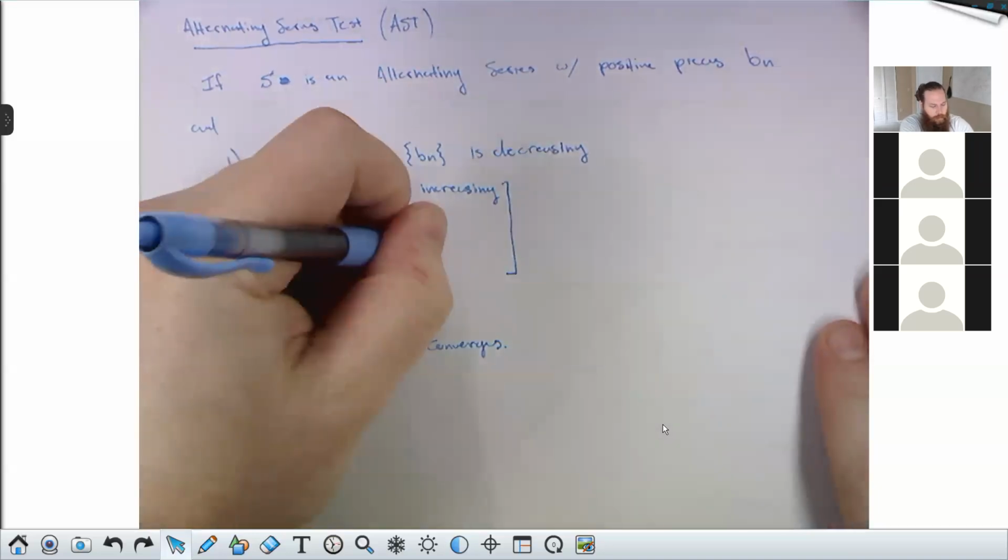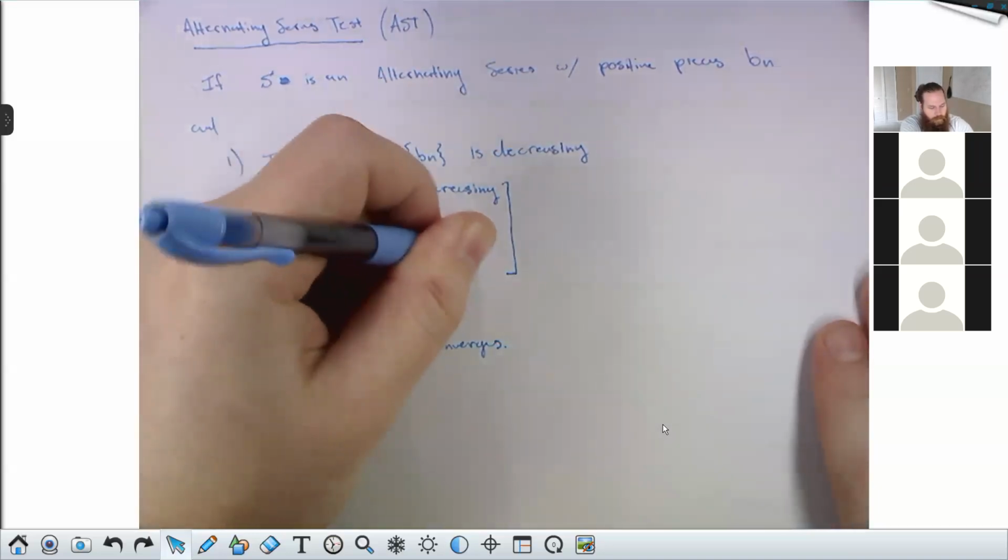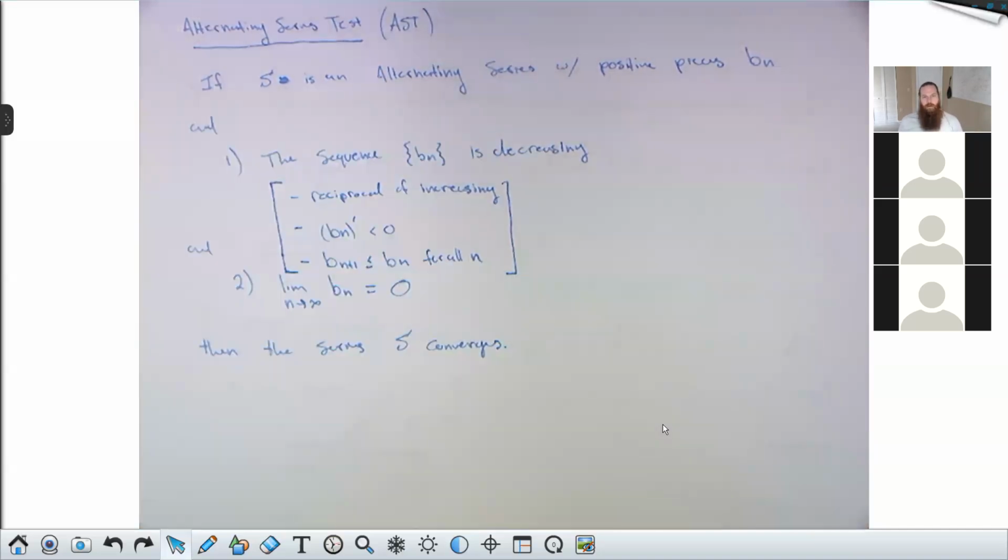If you go with the bottom one, you need to prove this for all n. It's not enough to plug in like 2 or 3 values of n and show, oh yeah, B2 is smaller than B1, B3 is smaller than B2, therefore the Bn's are decreasing. No, that's not correct. But if you can show that the inequality Bn plus 1 is less than Bn is always true, that suffices. If you take the derivative and show that the derivative is negative, that suffices. Or you can make that kind of lazy argument that we talked about when we learned the integral test. If your thing is the reciprocal of an increasing thing, then your thing is decreasing.